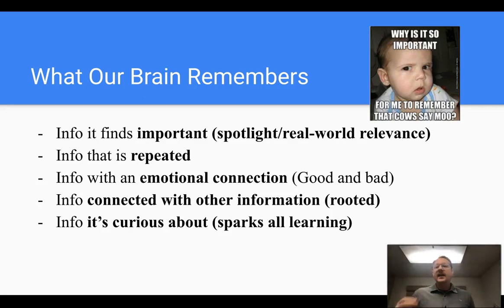And our brains will remember information that it can connect to the real world, right? A real world relevance. Our brains remember information that's repeated. So we want to constantly repeat the information that we want our students to know. Our brains will remember information that has an emotional connection, good and bad memories, right? So we want to see if we can find some emotional connection that we can make to that information. I'll talk about that a little bit later on as well. Our brains will remember information that's connected with other information, like with use of effective quick writes, things like that. Try to connect what we're trying to teach to something the students already know. And of course, our students will remember information that they find curious, right?